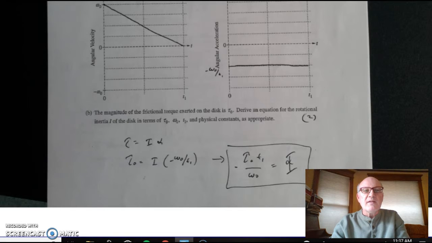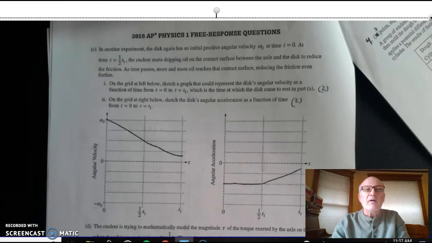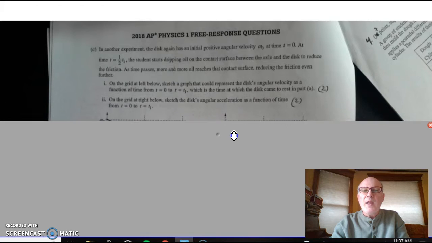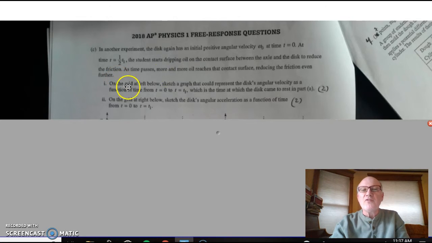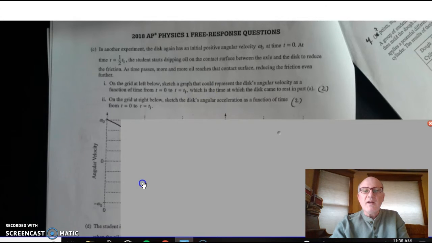Okay, let's take a look at the next question. Let's reveal just a little bit at a time here. So now we're told that halfway through that time, at 1/2 t1, a student starts dripping oil on the surface between the axle and the disk to reduce the friction. So on the grid on the left, we want to show now what the angular velocity would be. So let's start to reveal that. Okay, out to half the time, the problem doesn't change in any way at all.